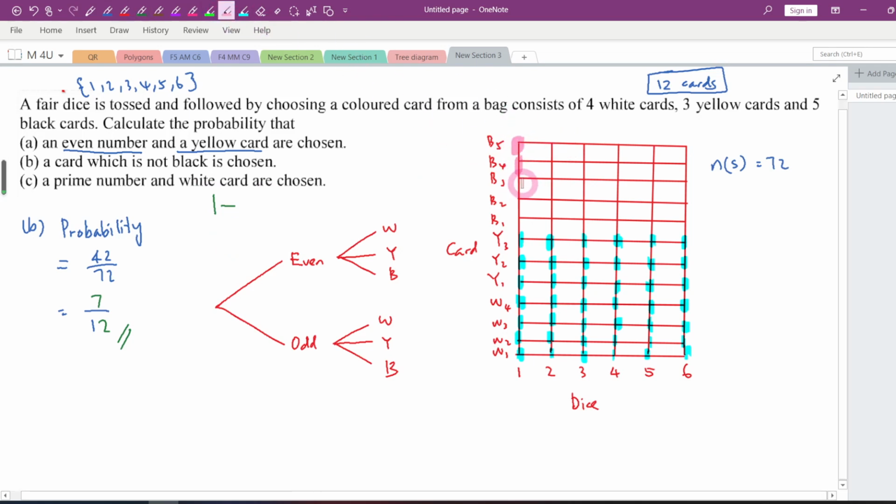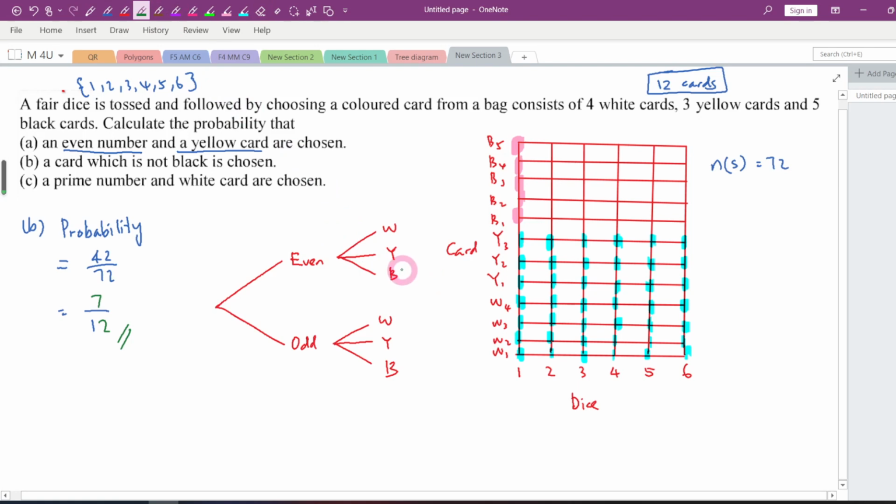Let's say if you want to calculate this one. Because the question don't want black color card, right? So you can find the probability of getting a black color card. Then you take 1 minus that probability. You will still get the same answer. Okay, this one you can try yourself. Let me show you another method using this tree diagram.